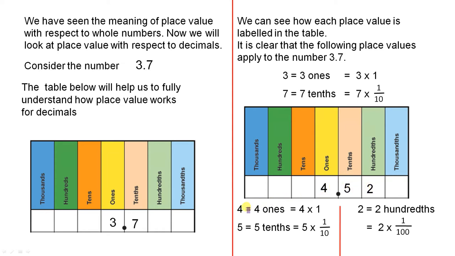4.52. The 4 is in the ones column, so it has a value of 4 ones, which is 4 times 1. The 5 is in the tenths column, so it has a value of 5/10, which is 5 times 1/10. The 2 is in the hundredths column, so 2 equals 2 hundredths, which is 2 times 1/100.